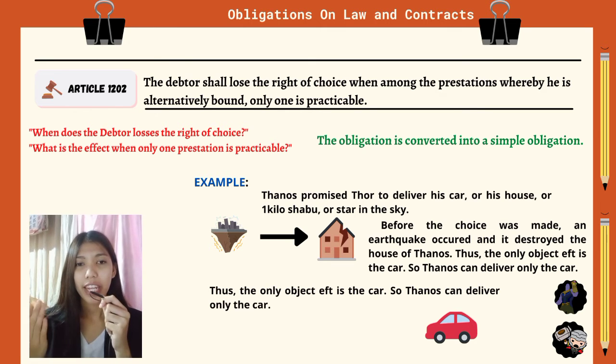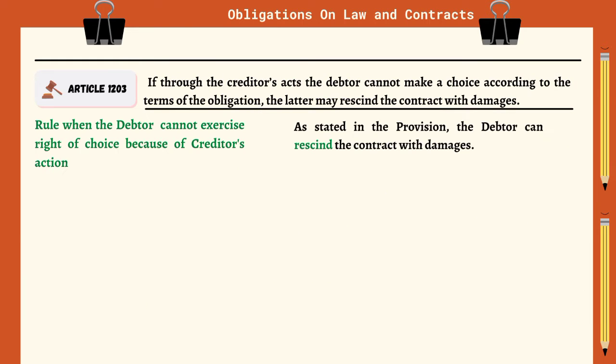So, Article 1202 provides that in cases like in our example, the debtor then loses his right of choice, and then the obligation is converted into a simple obligation. So that's Article 1202. Let us then jump on to Article 1203.